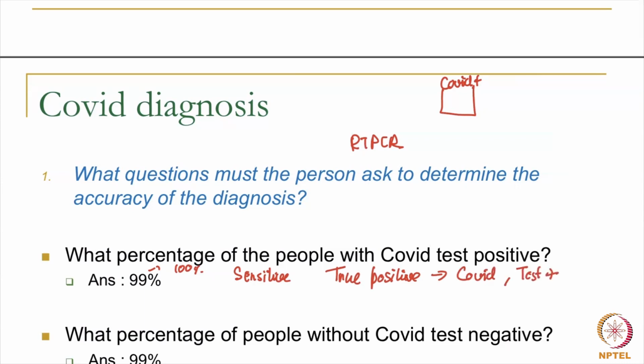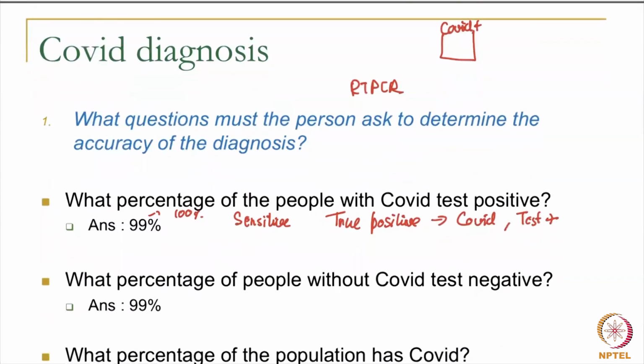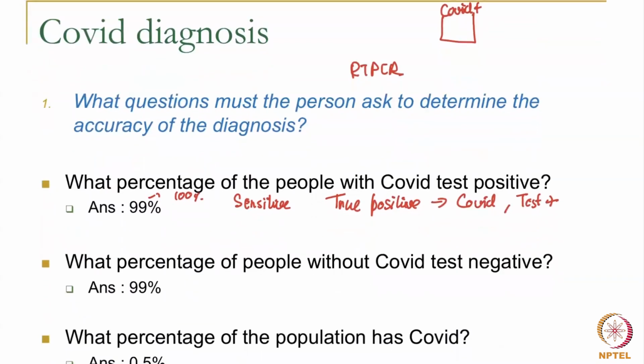Okay. But that's only one of the four possibilities. The person could not have COVID and it could still show positive, etc., etc. So you have to ask a parallel question, which is what percentage of people without COVID test negative? Or you can even ask what percentage of people without COVID test positive. But now let us say this also turns out to be 99%. Now you have a more interesting case.